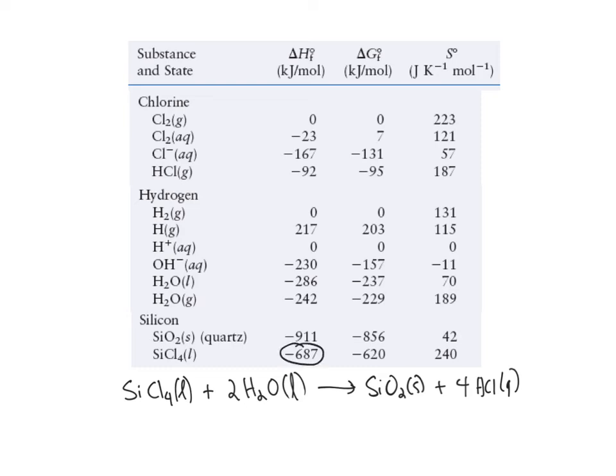SiCl4. I picked this example specifically to point out that phases are important, right? So in my balanced chemical equation, I have liquid water, and there are two entries for water in this table, one for liquid and one for gas phase water. So I want to be sure that I use the right phase. So in this problem, I'm interested in the liquid water, and then we've got the silicon dioxide and the gaseous hydrochloric acid.